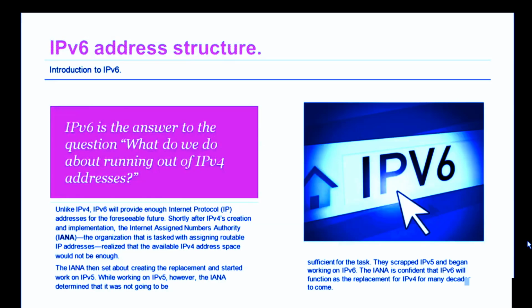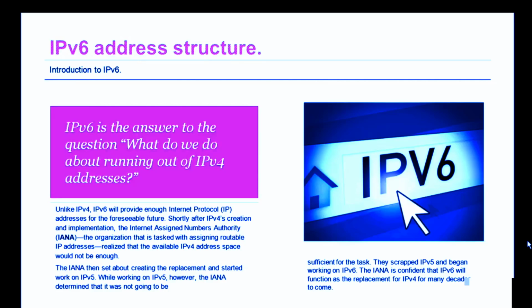Now, IPv6 is the answer to the question of what do we do about running out of IPv4 addresses? Unlike IPv4, IPv6 will provide enough Internet Protocol IP addresses for the foreseeable future. Now, shortly after the creation of IPv4 and its implementation, the IANA, the organization that's tasked with assigning routable IP addresses, realized the available IPv4 address space would not be enough in very short order if nothing was done.